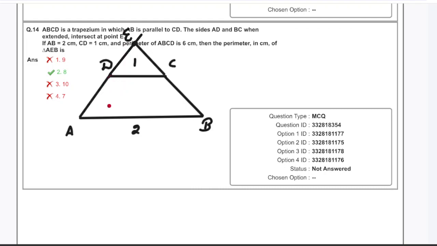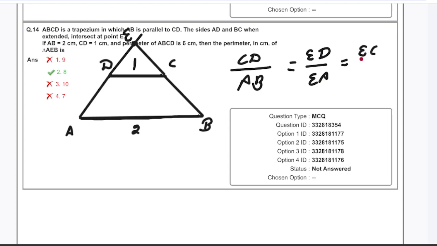Now, if we see carefully, this is 1 and this is 2, and we know these lines are going to be parallel. This makes the basic proportionality theorem, BPT, which we studied in class 9th or 10th, where the ratio of CD divided by AB should be the ratio of ED by EA or EC by EB. And also they said the perimeter of ABCD is 6.